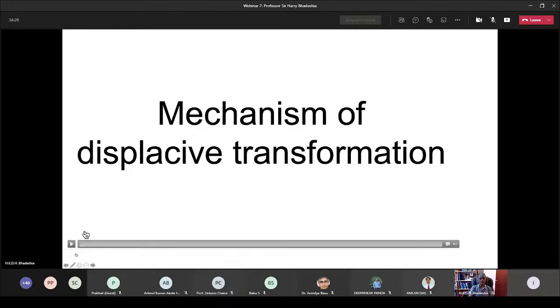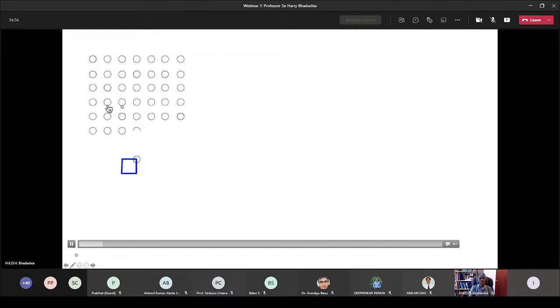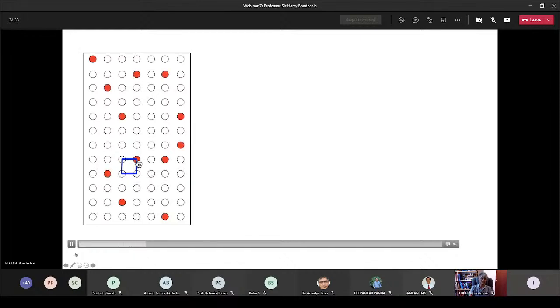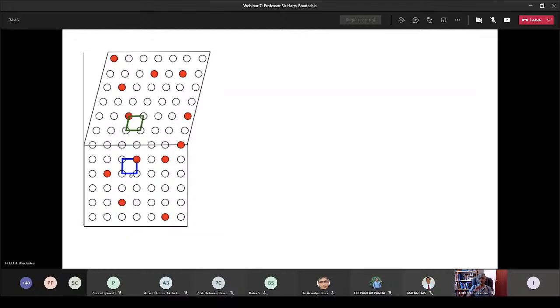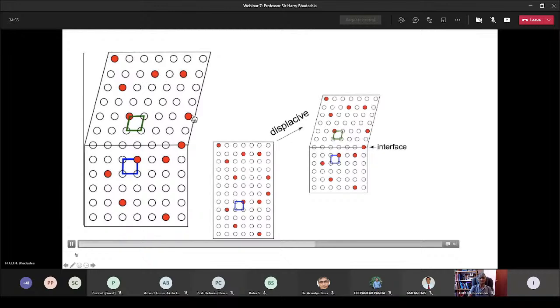So imagine that we have a lattice of atoms here. And we have two kinds of atoms, the red atoms and the white atoms. And the crystal structure is defined by this unit cell. Now, I want to transform this without breaking any bonds. And I can do that by a physical deformation, which changes the pattern in which the atoms are arranged. But the chemical composition is unchanged as a consequence.